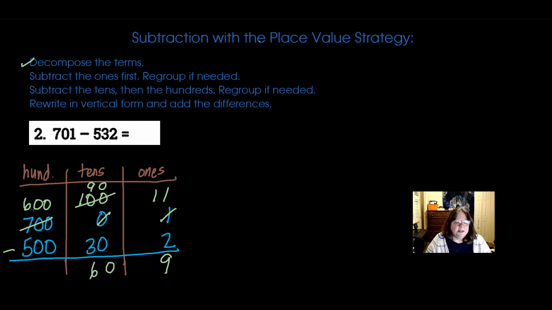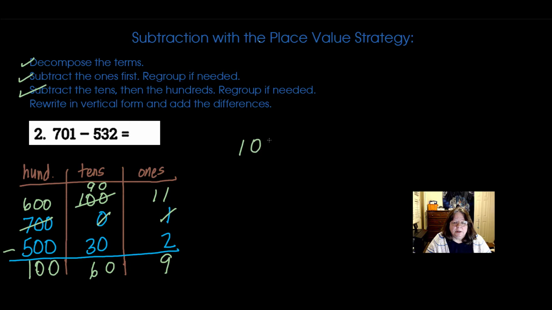And here we have 600 minus 500. We have 600s. We're taking 500 away. We have 100 left. So then I'm going to write them. Let's see, we subtracted the ones, we subtracted the tens and the hundreds. We did need to regroup. I'm going to rewrite in vertical form and add the differences.